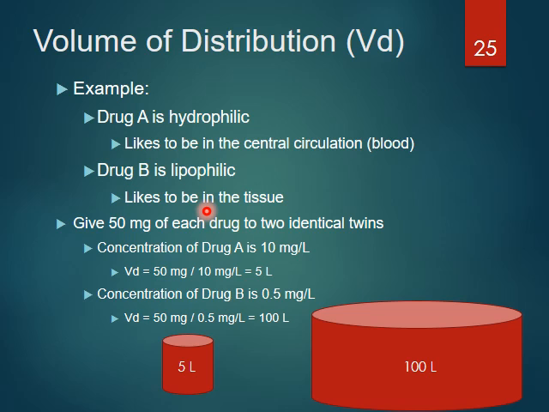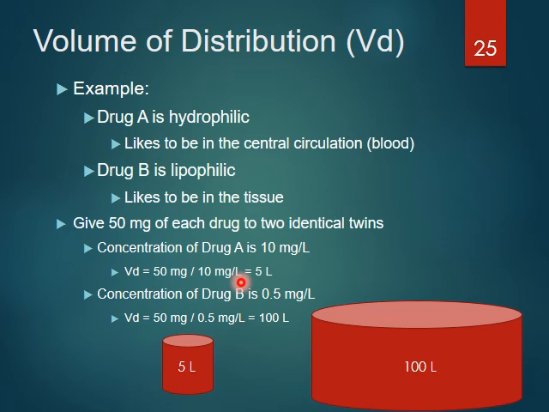Now say I have two people, they're identical twins, so they should have the same weight, same height, same physiological characteristics, and I'm going to give one of them 50 milligrams of drug A, and I'm going to give the other one 50 milligrams of drug B. So the D here is going to be the same between the two drugs, right? Because the total drug in the body is going to be 50 milligrams. Now, if I were to measure the concentration of drug A in the first twin, what I'm going to see is that the concentration is 10 milligrams per liter. So if I were to divide that out, my VD is going to equal 50 milligrams, which is my dose, or D, divided by 10 milligrams per liter. It's going to equal 5 liters.